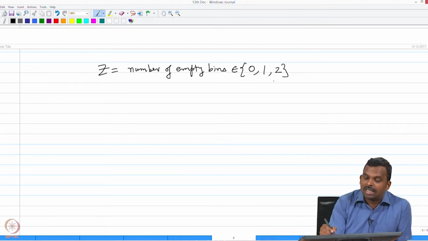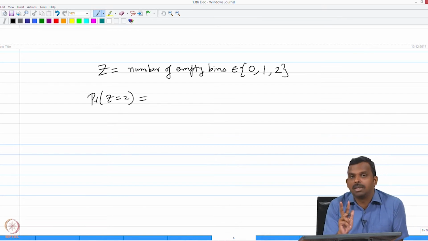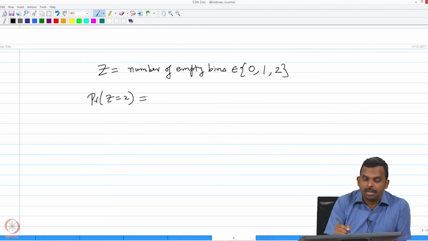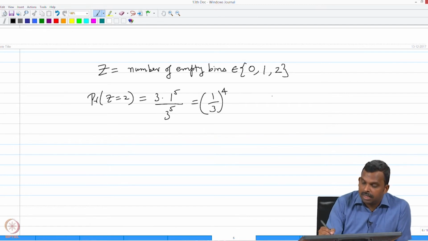Okay. So, this is easy to write down, but now if you want to find the probability that it takes these values, this probability is the easiest. Okay. So, you have 2 empty bins, which means all the balls went into exactly one bin, right. So, that one bin can be chosen in 3 ways, but once you choose that bin, all the balls should go there, and this is out of 3 power 5 possibilities. So, this is just 1 by 3 whole power 4. Okay. So, how do you compute the other probabilities?